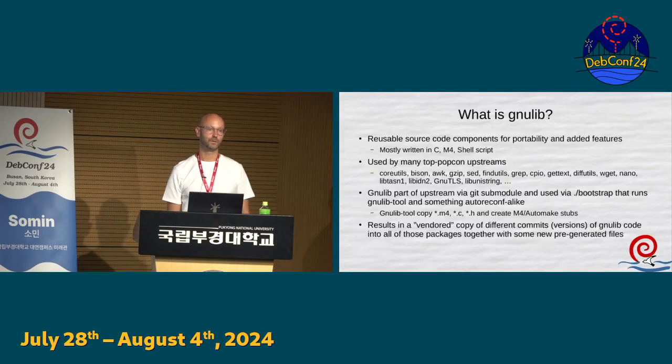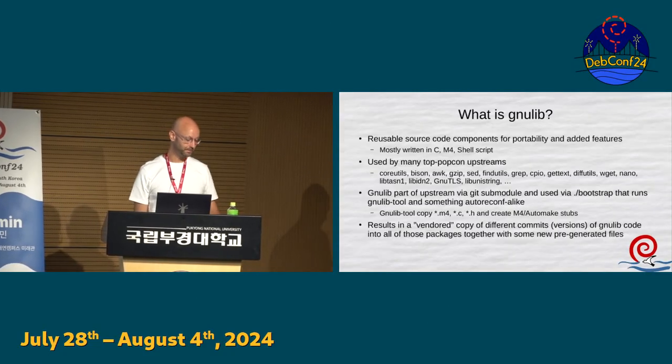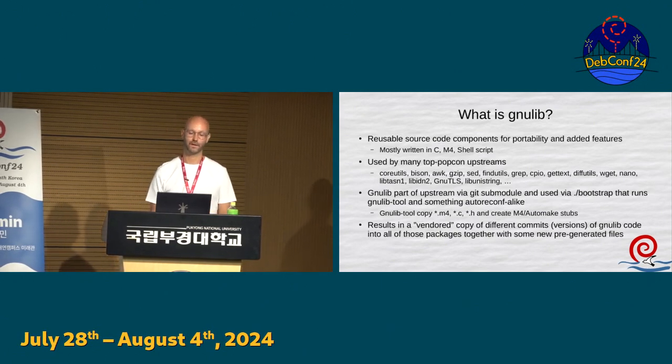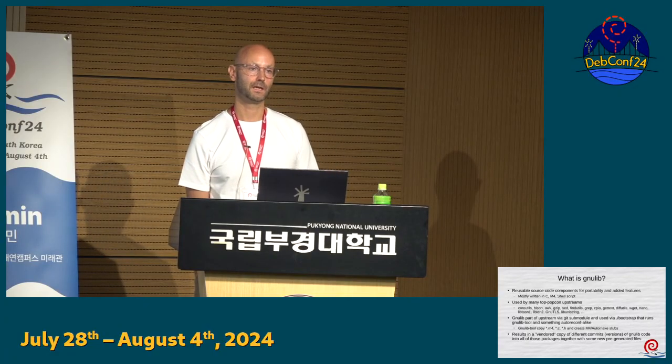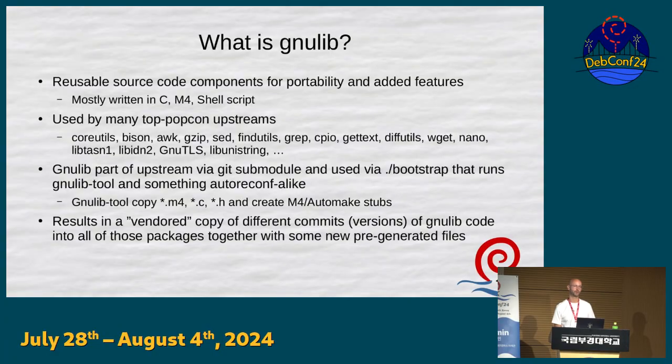So what is gnulib? Gnulib is a reusable source code component, mostly written in C, M4, shell script, quite old languages. It's used by a lot of the top popcon packages. You can see a short list here, but there are tons more. So it's quite widely used, but not that well known. And the reason it's not well known is because it's usually hidden within these upstream packages.